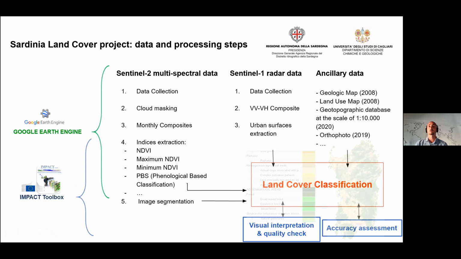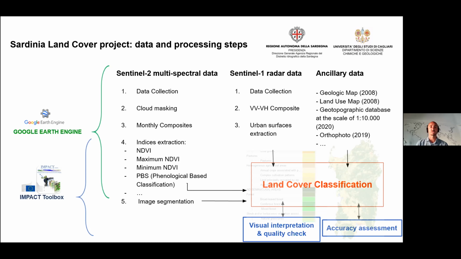Regarding Sentinel-1, we collect data, create some composites using the VV and VH bands, and extract some extra data like built-up surfaces and so on. We also have a good bunch of ancillary data regarding land use, previous land use mapping projects, orthophotos, and so on. In Impact, what we have done, again, is rebuild some ad hoc indices.